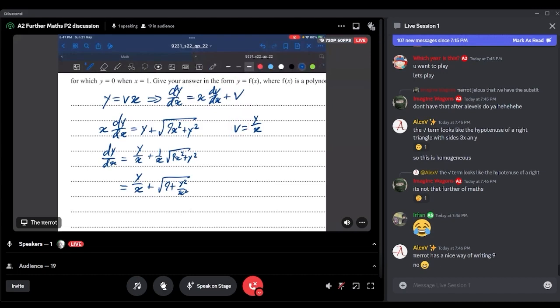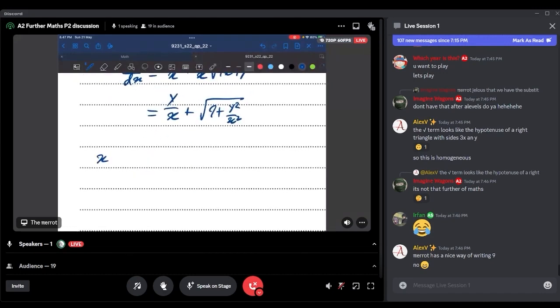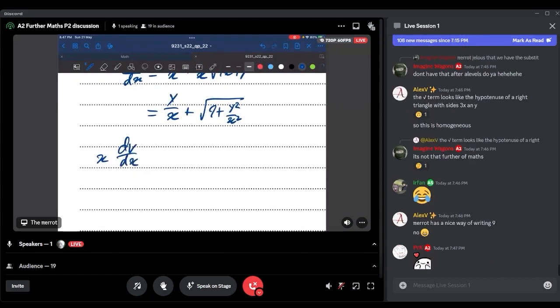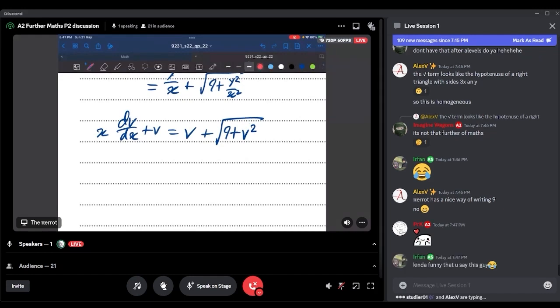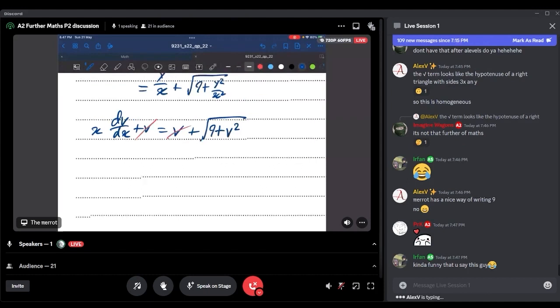Right, so we have x dv/dx plus v is equal to, well, this becomes v now, plus square root of 9 plus v squared. This is the v here. Right, and as you can see that these two v's will cancel. It's easier to see this guy, okay?